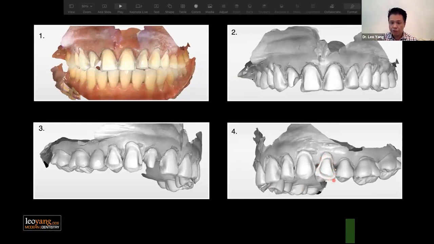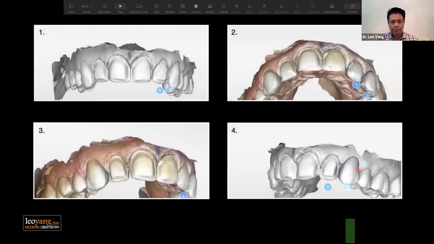Now, of course, if your edge is going to be in heavy occlusion, with a person who is a flexor or clencher, a lot of times I'll prep a little bit differently to gain a little more retention. But if the occlusion is good, I will prep something similar to this. Again, this is a very typical case with veneer preps here. If the occlusion is good, these are my typical veneer preps.